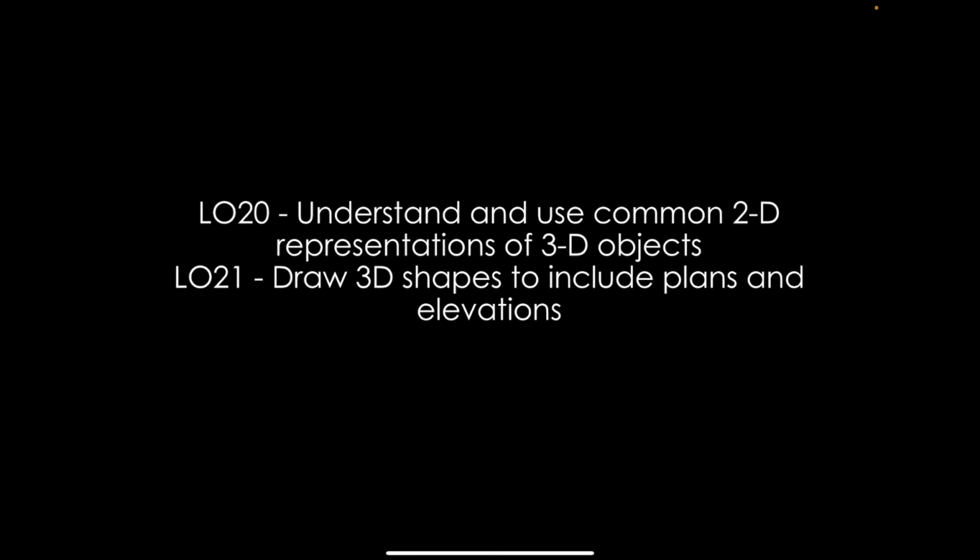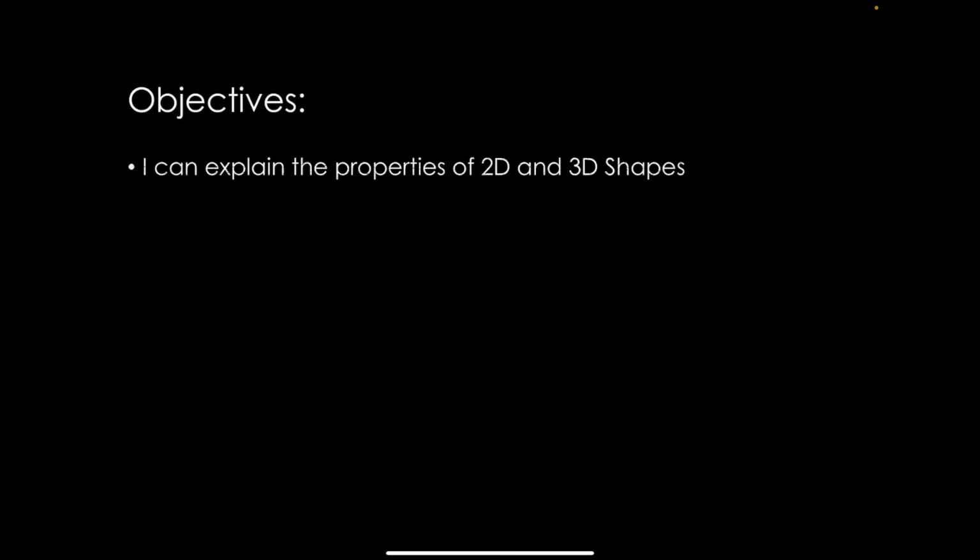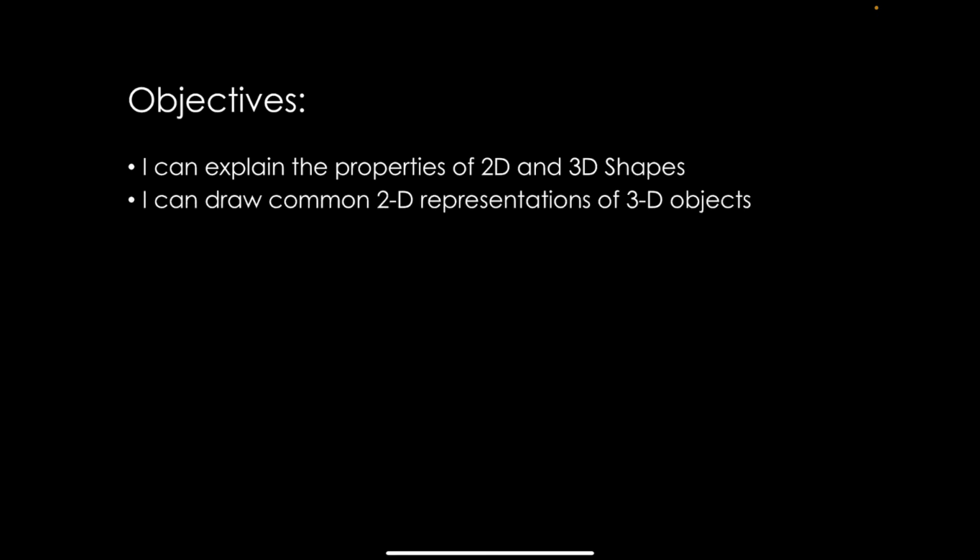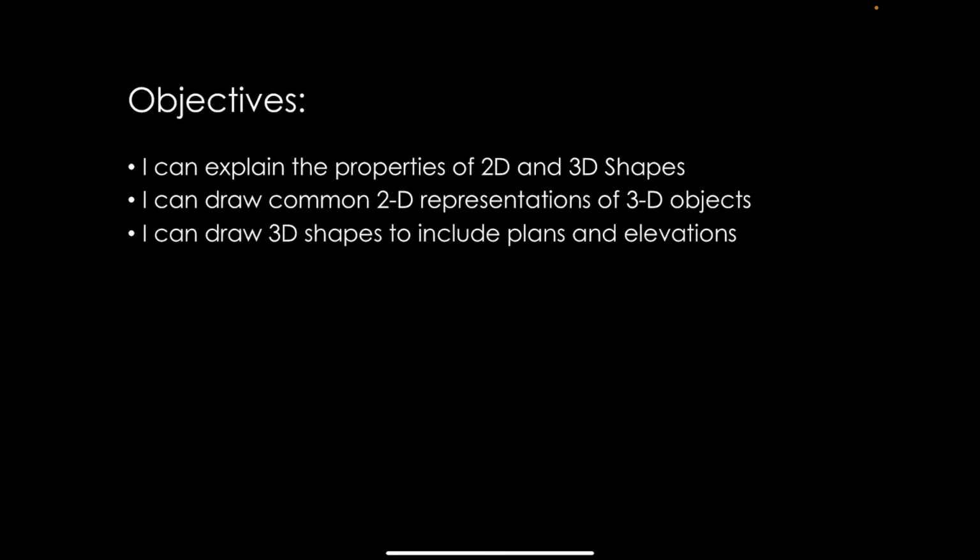In this lesson we're going to be looking at learning outcome 20 and learning outcome 21, which is understanding and using common 2D representations of 3D objects and plans and elevations. So in this lesson you should be able to explain the properties of 2D and 3D shapes, draw common 2D representations of 3D objects, draw 3D shapes to include plans and elevations. So we're going to go through all of those things.